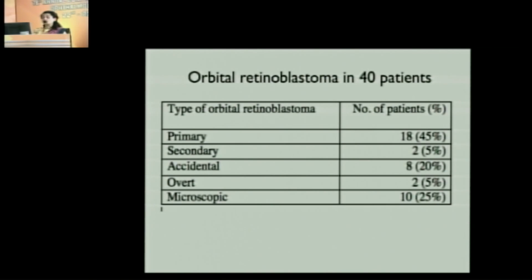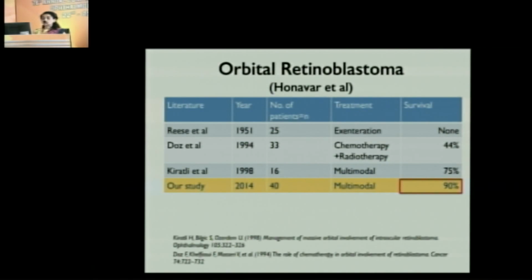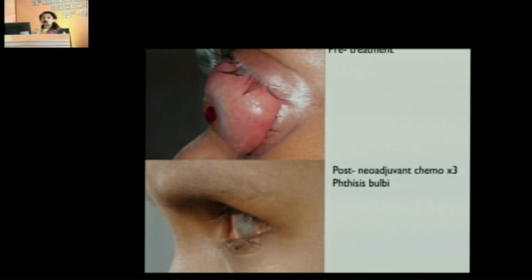So we evaluated 40 patients, and these patients on presentation did not have systemic metastasis, either in the form of blood metastasis or CNS metastasis. So we had 18 primary cases, 2 were secondary, 10 were accidental, 2 were overt, and 10 were microscopic. So in our study, with the application of the intensive multimodal treatment protocol, the survival was 90%. Kiratli et al. in 1998 also had applied a multimodal treatment protocol. Well, this was also quite encouraging for us to go ahead with our study, with a 75% survival in those patients.